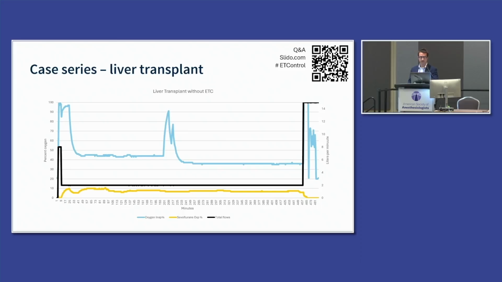So what happened in the middle of the case was the air tank ran out, and so the FiO2 goes up to 100% while someone goes to get a new one. But what you can see here is that the flows stay pretty consistently at 2 litres per minute for the whole case. The sevoflurane concentration wanders up and down.